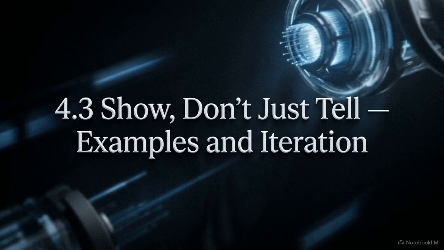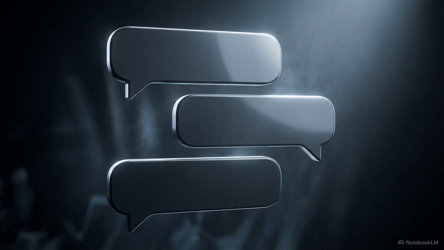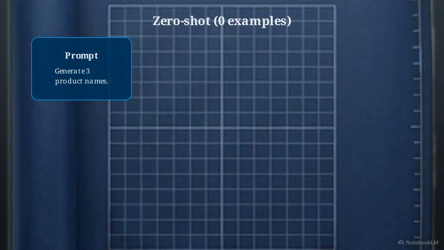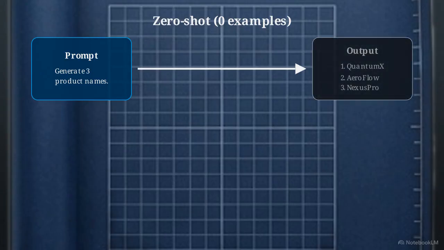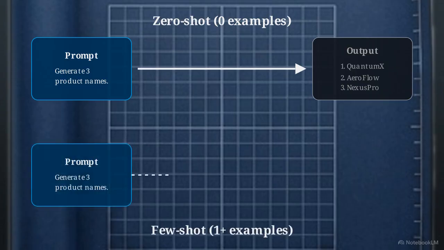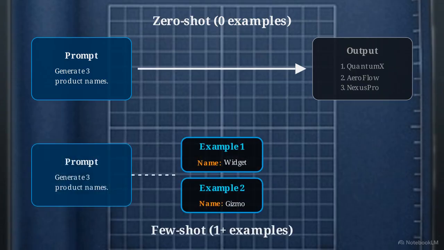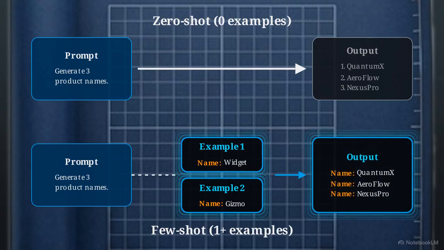Moving on to 4.3. Once you master the basic structure, the next step is building advanced habits, specifically providing examples and refining your outputs through conversation. This introduces a key distinction. Asking the model to perform a task without giving it any examples is called zero-shot prompting. It is fine for simple tasks, but if you want a particular style, pattern, or format, you use few-shot prompting. This means providing 1 or more examples for the model to actively imitate.